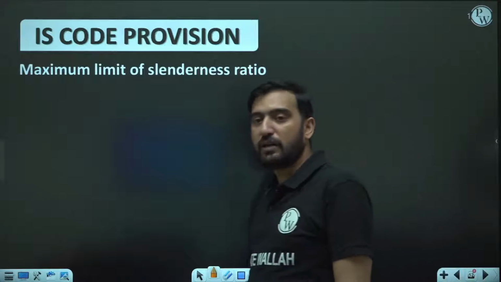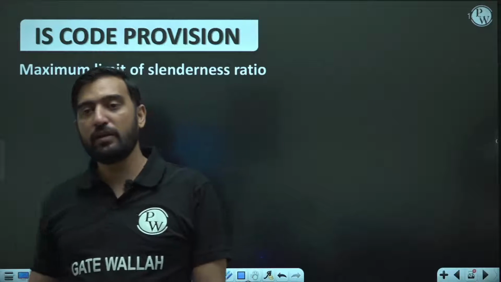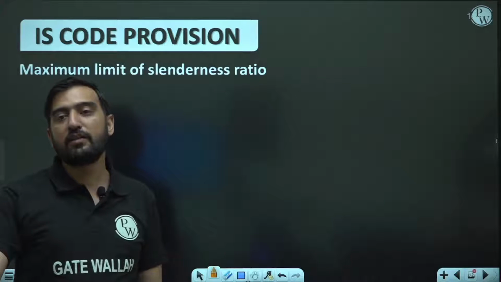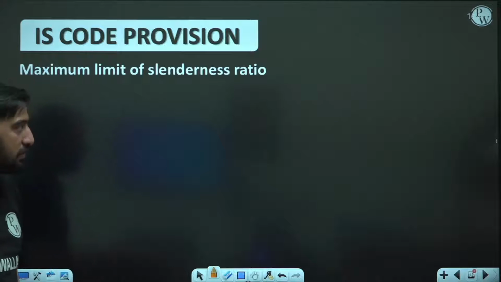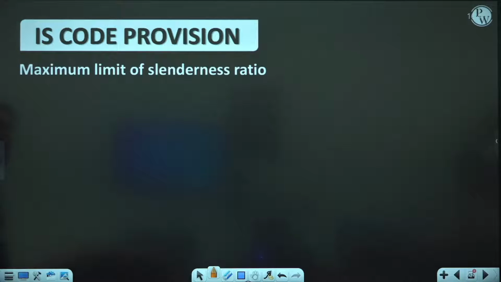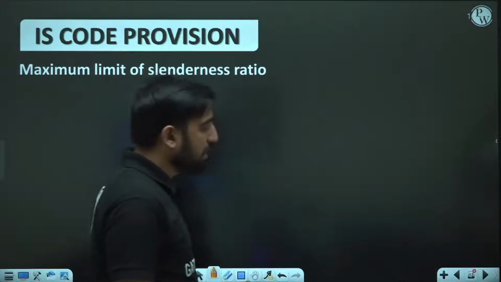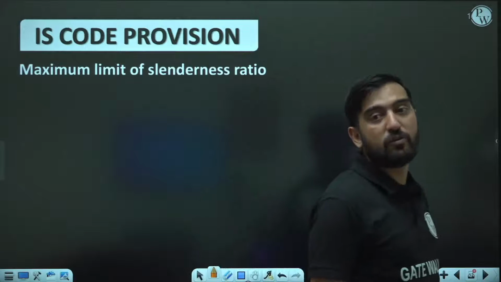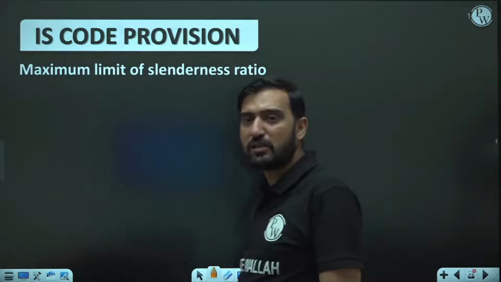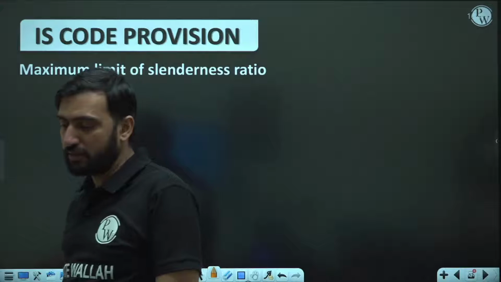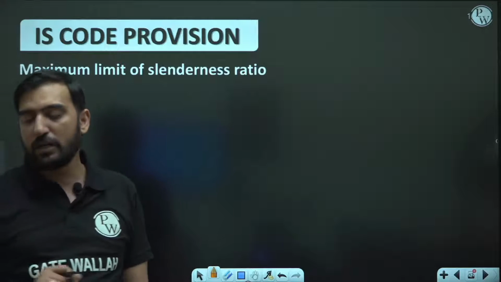Now, after the transverse reinforcement, it comes to slenderness ratio. So what is the slenderness limit? Okay, so let's see this. The maximum slenderness limit is given to you in two cases. First is saying that the maximum unsupported length between the end restraint should not be greater than 16 times the least lateral dimension. Okay, it is 16 times the least lateral dimension.